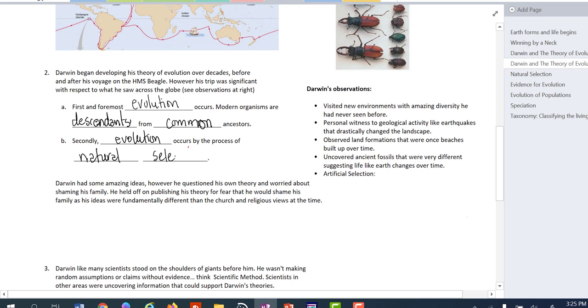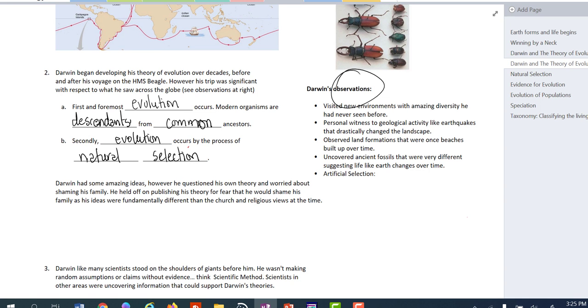And so he doesn't just randomly come up with this idea and these thoughts, right? They're based on his observations, right? Things that we talk about that make scientists good at what they do, right? They're keen observers. Nothing to them is unimportant. His trip allowed him to visit new environments with amazing diversity that he had never seen before, right? He was witness to geological activity, things like earthquakes, landslides, stuff that changed the landscape, right?